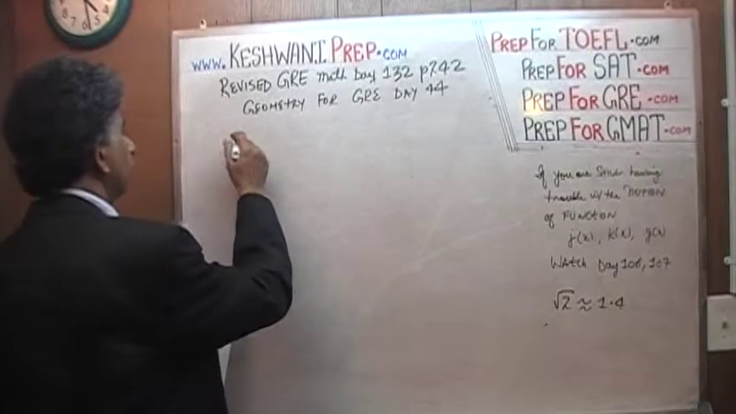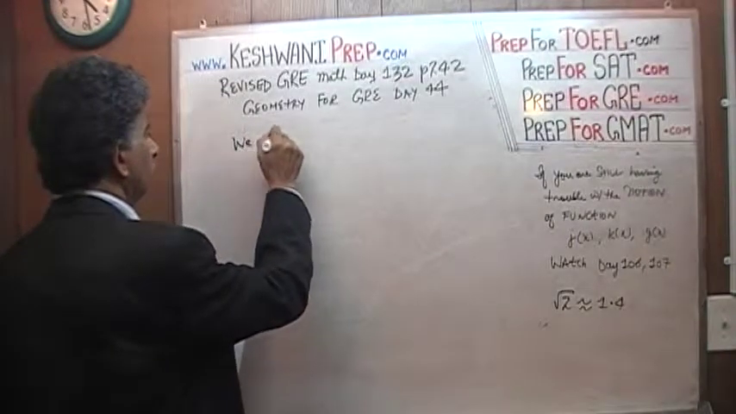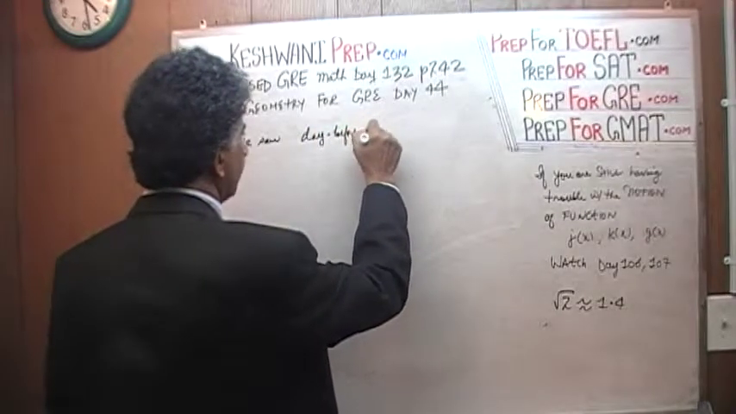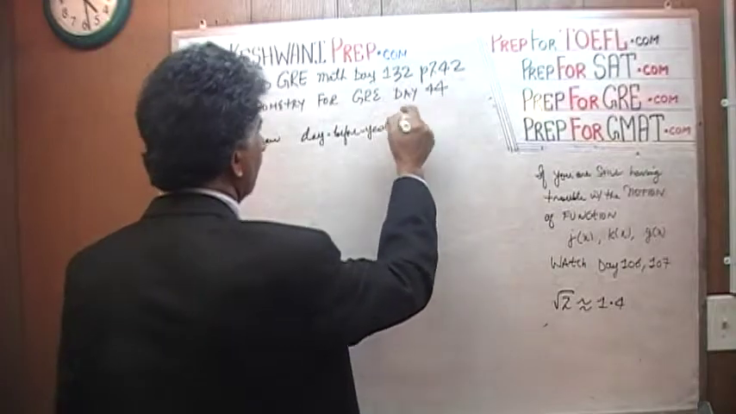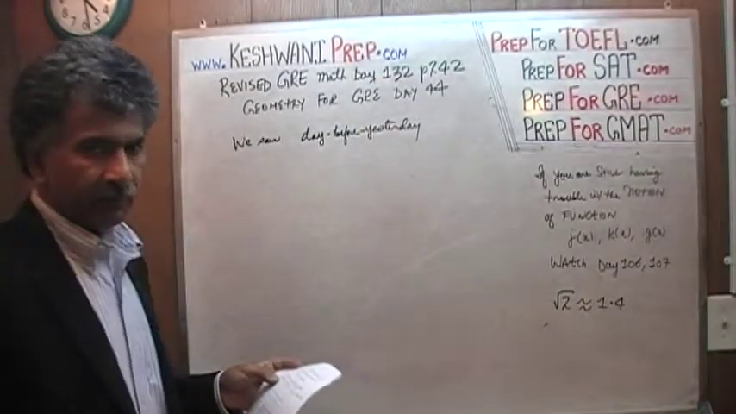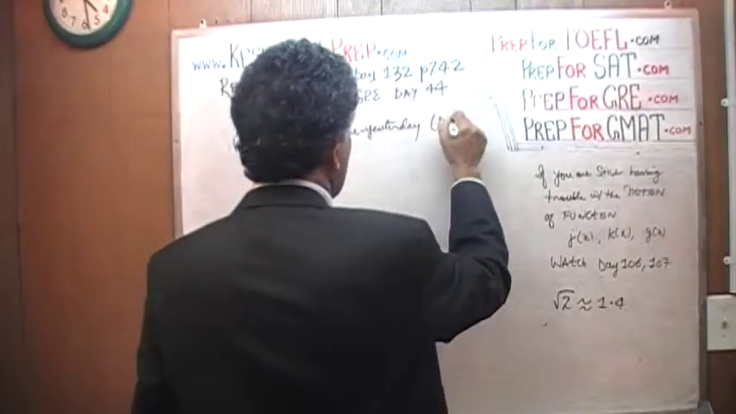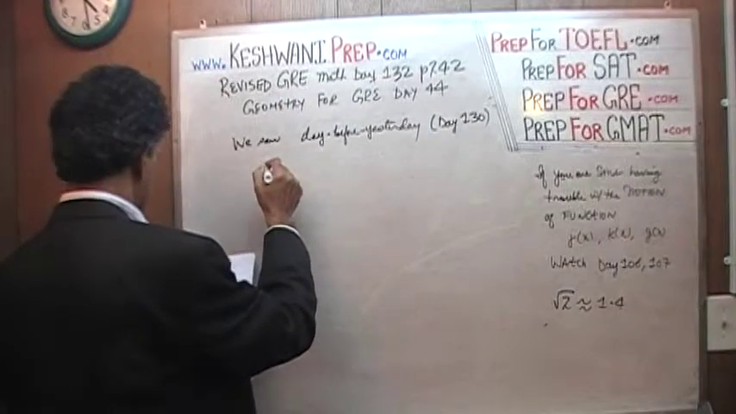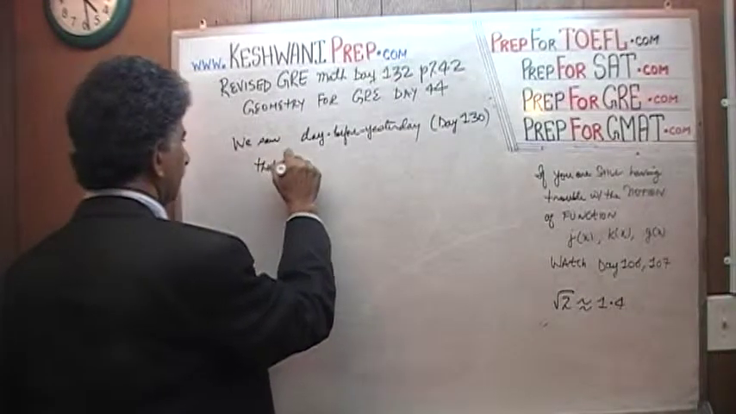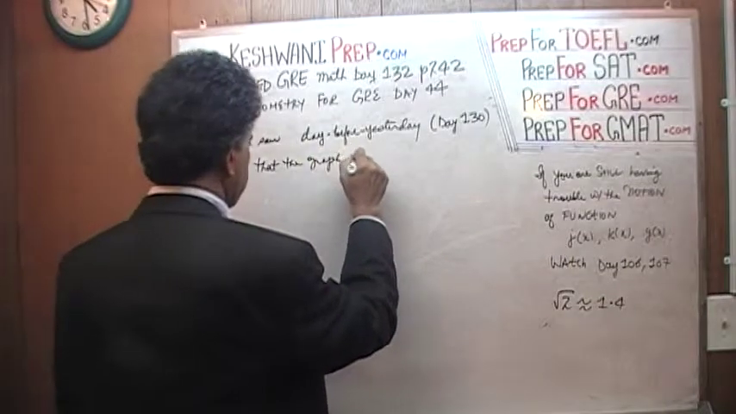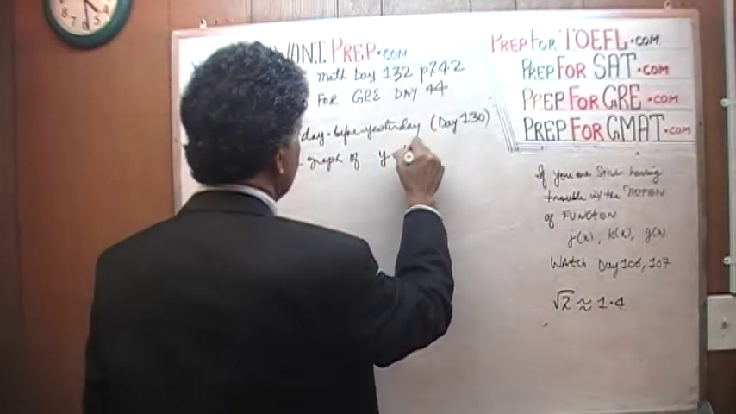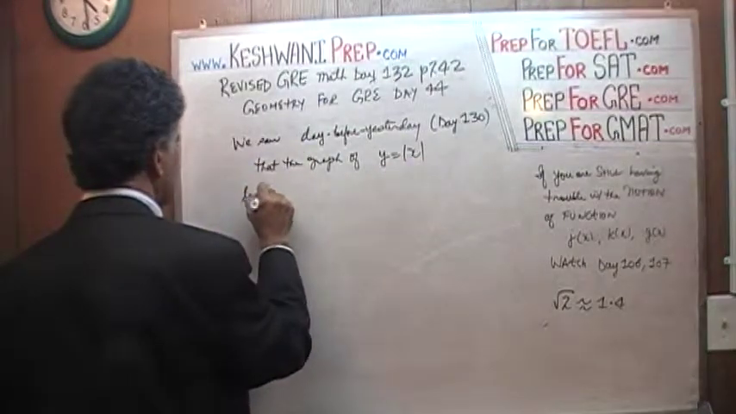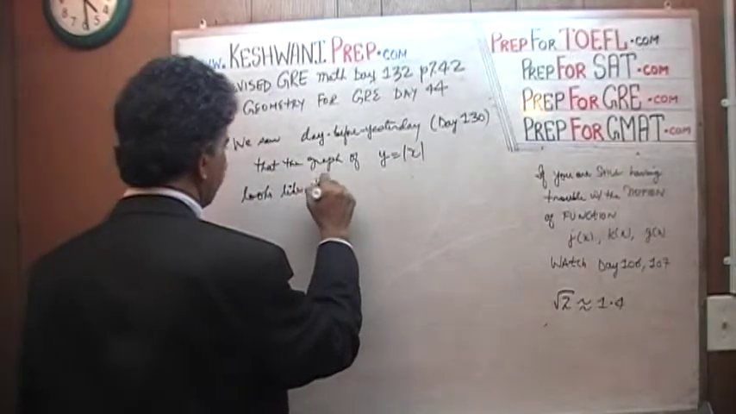We saw day before yesterday. Today is our 132, so not day 131 but rather day 130. On day 130 we saw that the graph of y equals absolute value of x looks like this.